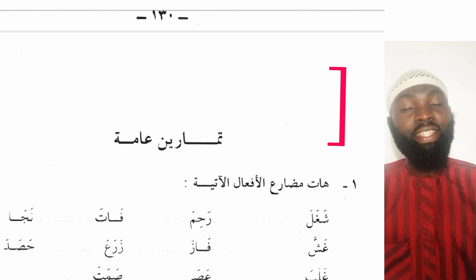Now we have tamarinun ama, a general exercise to solve from the previous lesson which we have learned. The first one says hati mudari ala af'al al-atiya. You are to bring forth the present tense of the following verbs. The first one is shagola, it will be yashgolu. Rahima yarhamu. Fata yafutu. Naja yanju. Gosha yagishu. Faza yafuzu. Zara'a yazra'u. Hasada yahsudu. Golaba yaglibu. Asa ya'si. Samata yasmutu. All of these are the present form of the following verbs.